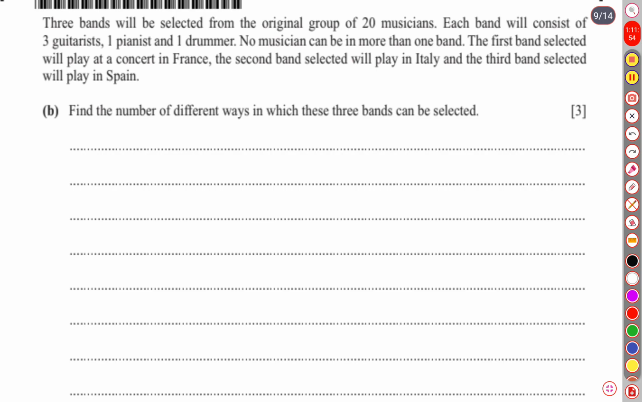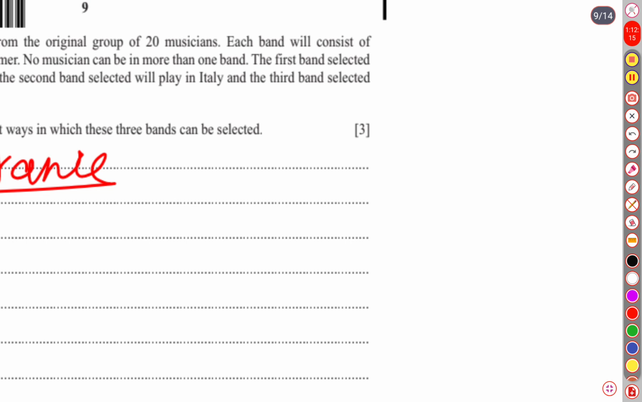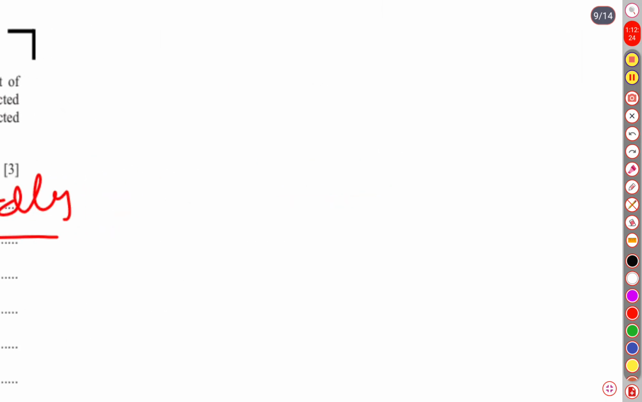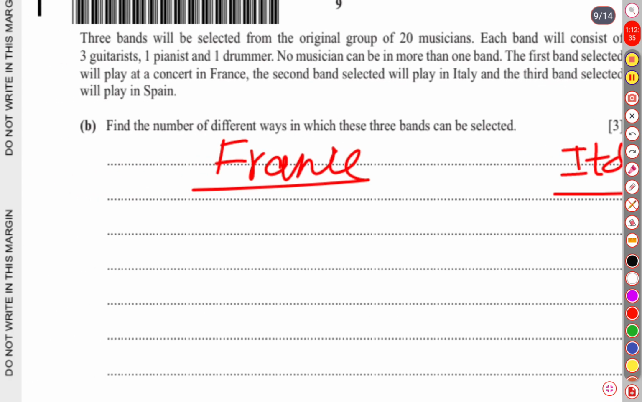So there are 3 different bands. So for 3 different bands, let us write. First one is France. For France, okay, this is for the first country. Then the second band is for Italy. Then third one is for Spain. Okay, and in every team, every band, actually the number of individual musicians will remain the same.